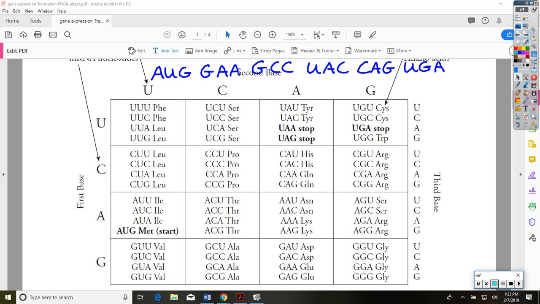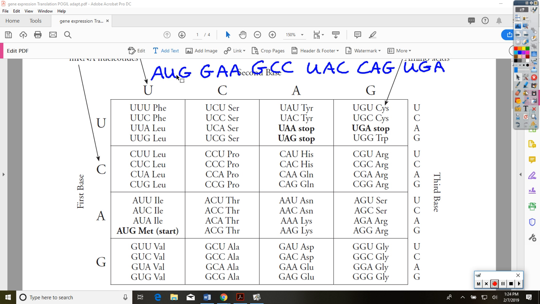So this is our mRNA sequence that we have, and this is from problem number 4. If you turn the packet to the second page, looking at problem number 4, it gives us a DNA strand that we transcribed into this RNA strand: AUG, GAA, GCC, UAC, CAG, and UGA. Now we're going to use this mRNA to look up the codons in this chart and determine which codons will code for the amino acids.